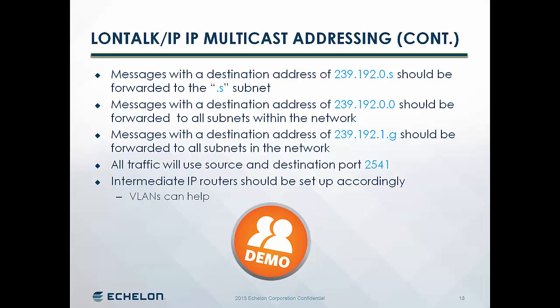All traffic will use source and destination ports of 2541, and to allow this traffic to pass through the IP infrastructure, intermediary routers should be set up accordingly, and VLANs can be very useful in this particular respect. So let's move on to a quick demo with Wireshark.